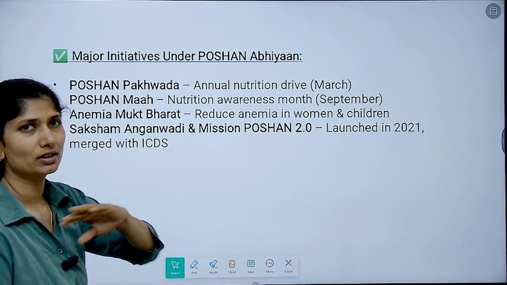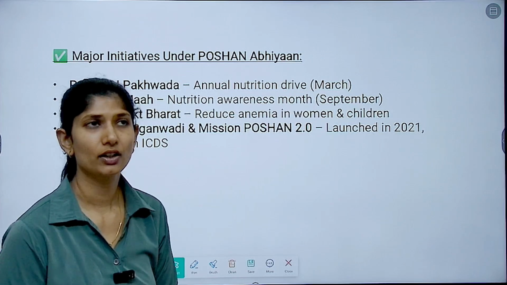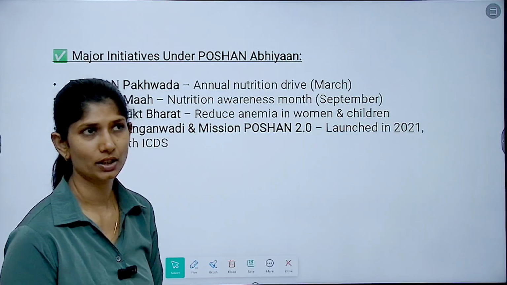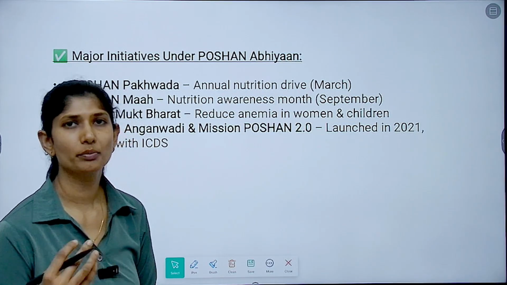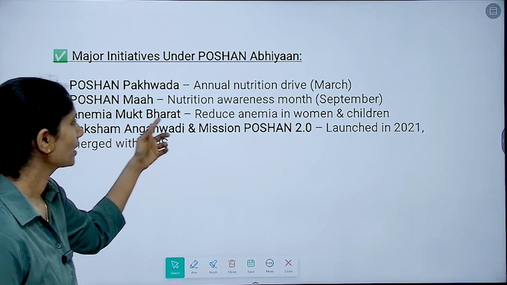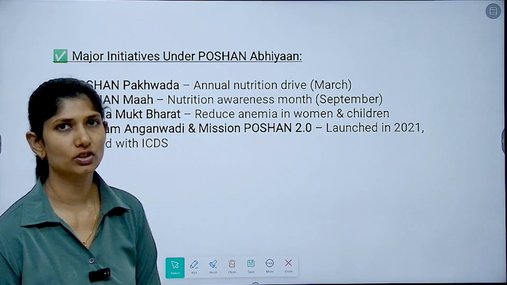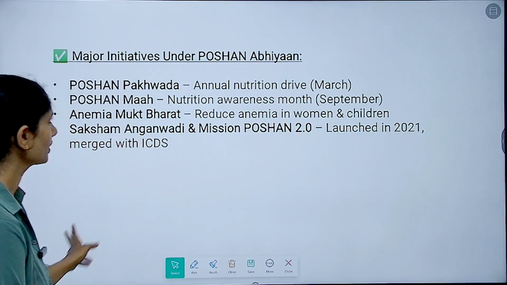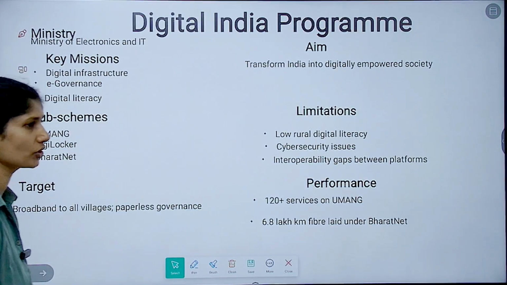Anemia Mukt Bharat, that is you eliminate and considerably reduce anemia in adolescent girls, women, pregnant and lactating mothers. And Saksham Anganwadi and Mission Poshan 2.0, which is where it is merged with your Integrated Child Development Services. Understanding?